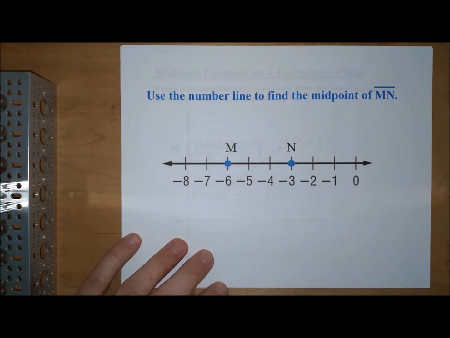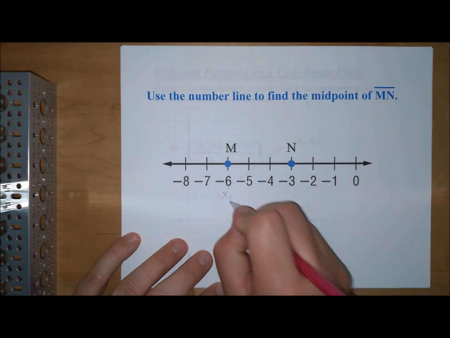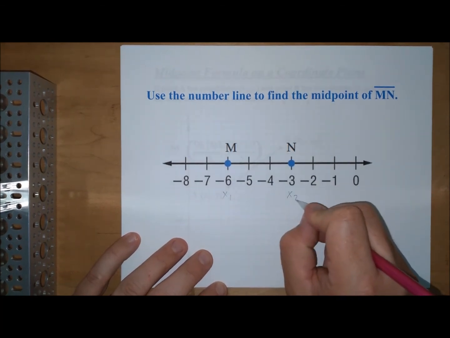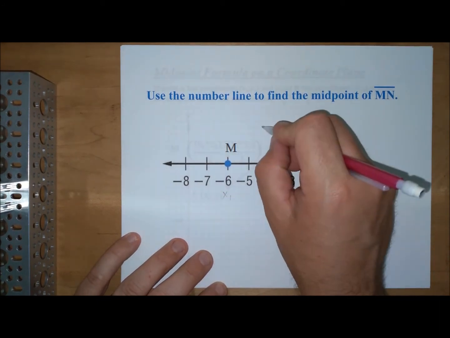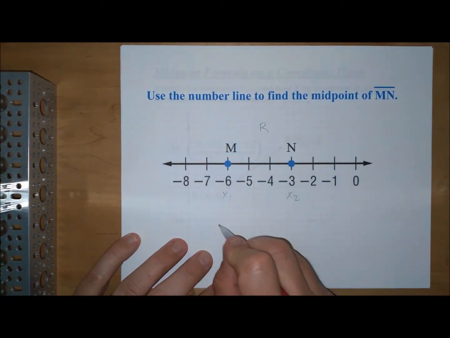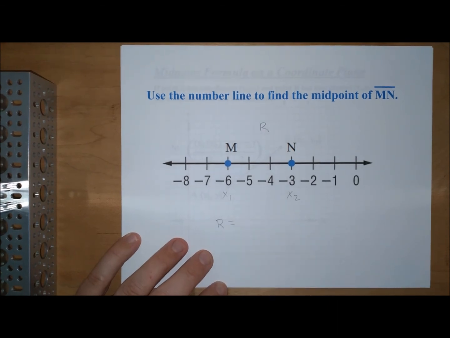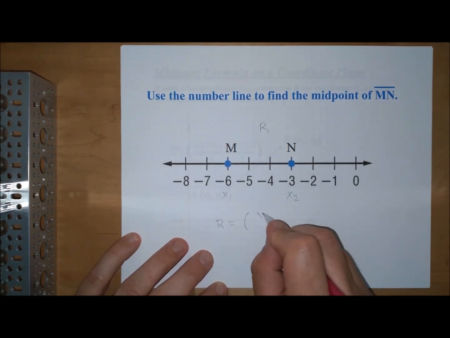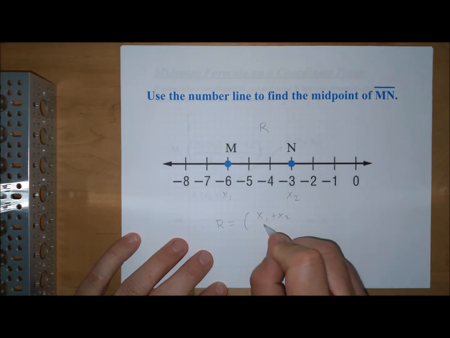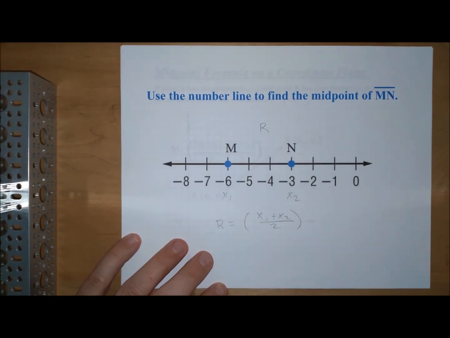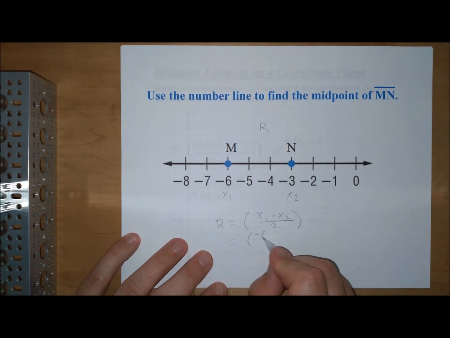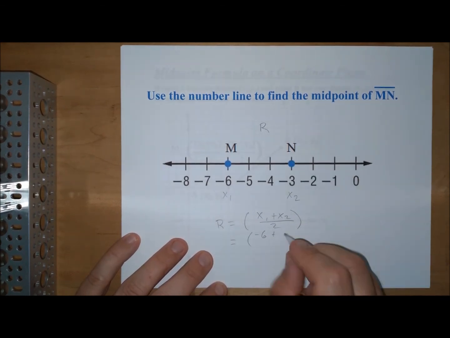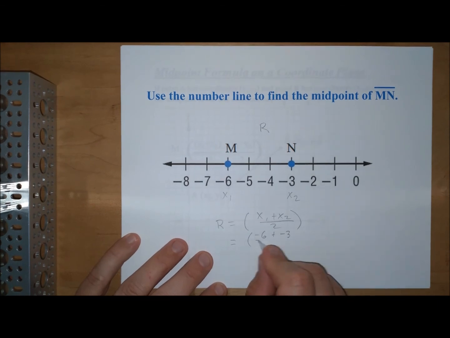They want us to find the midpoint of MN, so I'm going to call this x1 and this x2. I'm going to say our midpoint is somewhere in here. Since we've already used the other letters, I'm going to call it point R. So R should be at (x1 + x2) over 2. Let's see what we get when we plug these in. x1 is negative 6 plus negative 3, over 2.